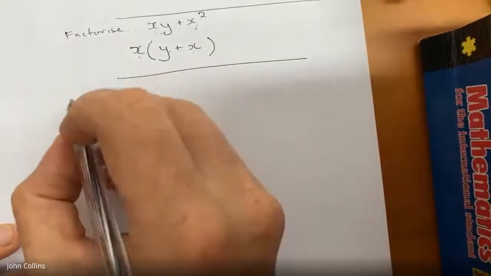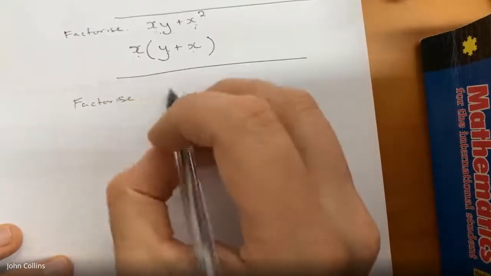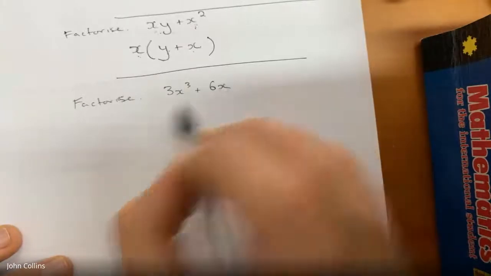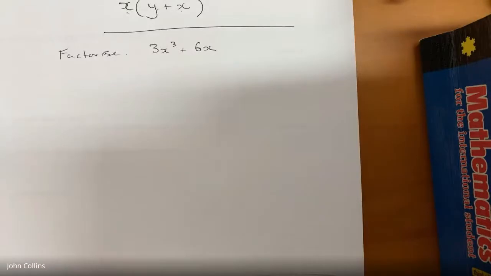So my last example. 3x cubed plus 6x. Factorize this. Now we should know the answer because, of course, we knew the question earlier on.